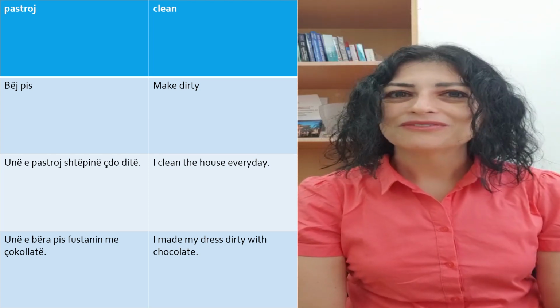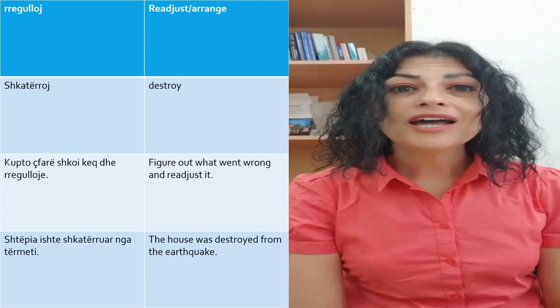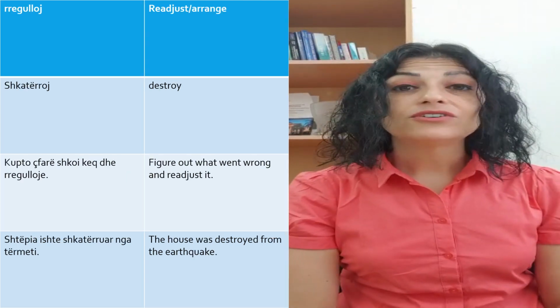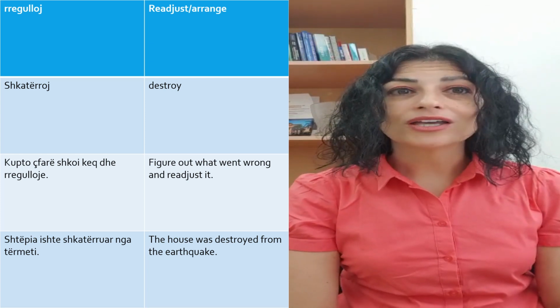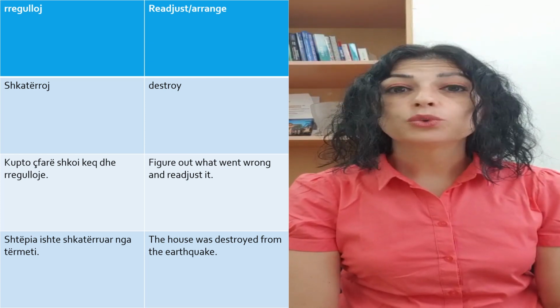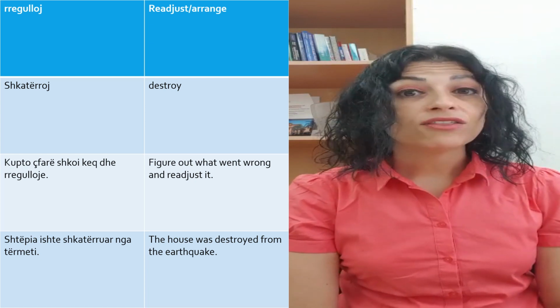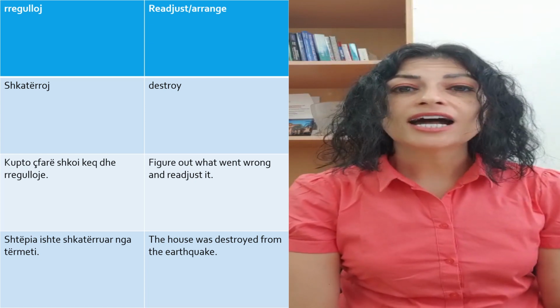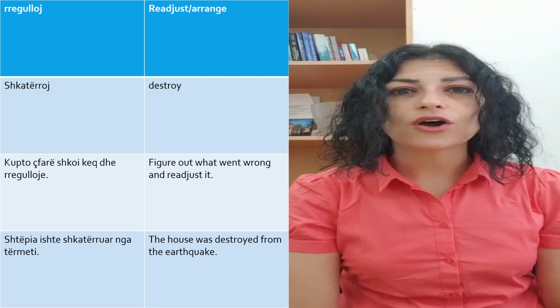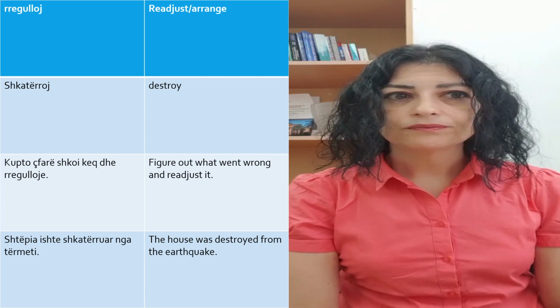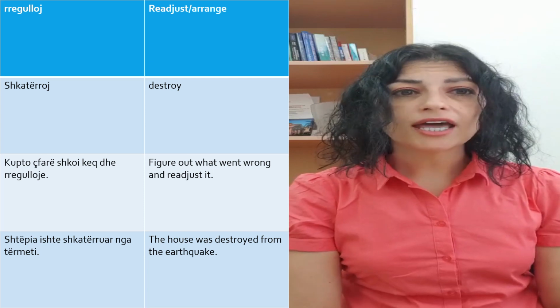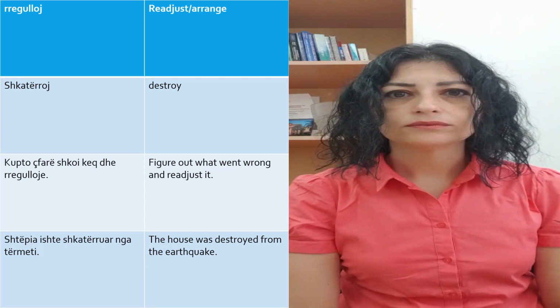Let's see two more verbs. Here we have two more verbs. The first one is rregulloj. Rregulloj, to readjust, to arrange. And the opposite one is shkatërroj. Shkatërroj, to destroy. For example, kupto çfarë shkoi keq dhe rregulloje.